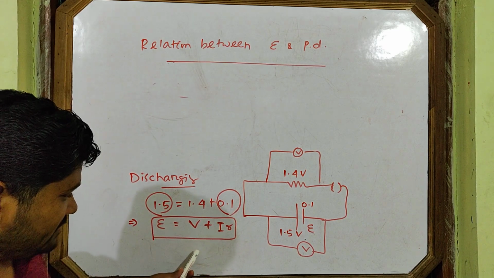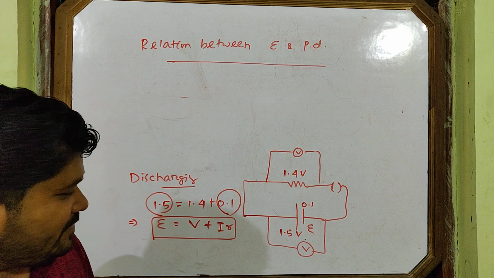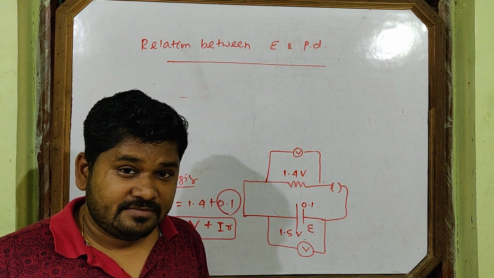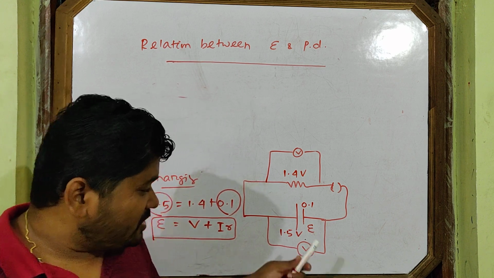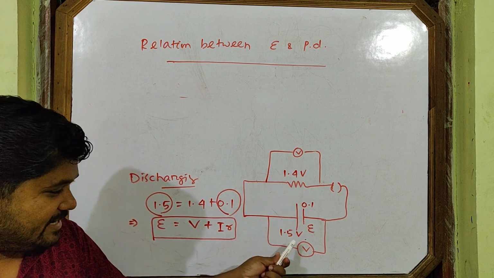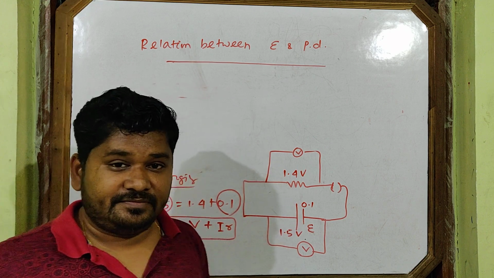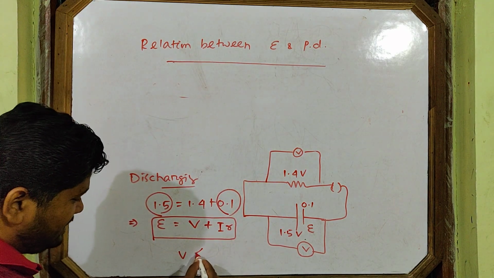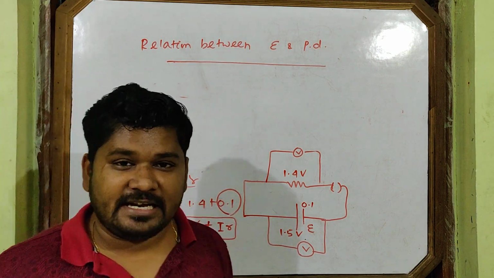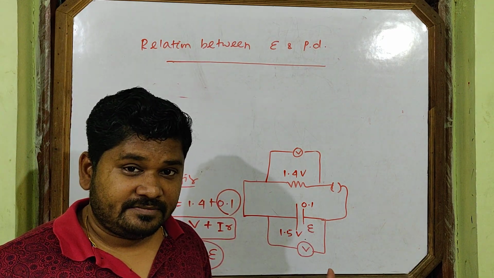Now you mark here one thing. So 1.5 is the EMF, but you are getting 1.4. A loss of 0.1 always happens inside the cell. This always happens. If loss happens inside the cell, how much are you getting? So the potential difference is always less than the EMF. You will always get less than the EMF. So remember, potential difference is always less than EMF. In the discharging condition, I am telling you. Always less than EMF, you will get loss.